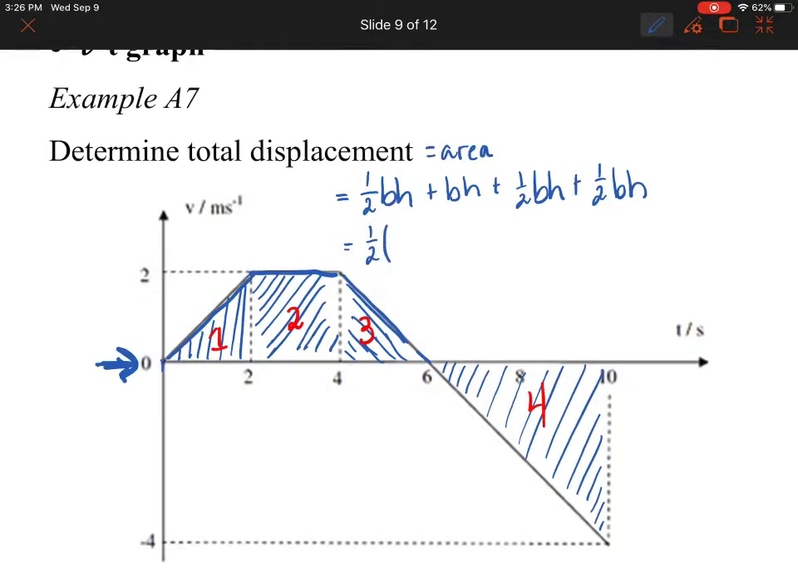So for the first triangle, we have the base. It's going from 0 to 2, so that is 2 seconds. My height is going from 0 to 2 as well as velocity, so that's 2 meters per second.